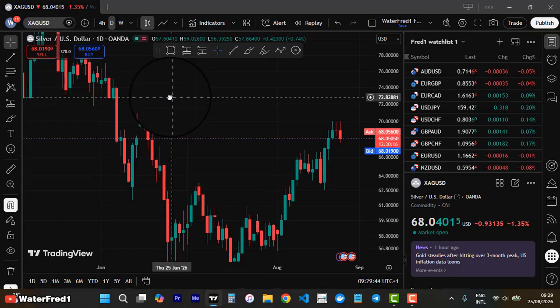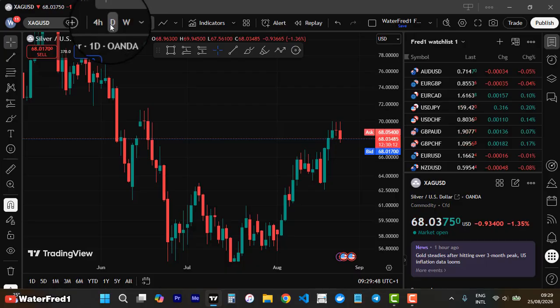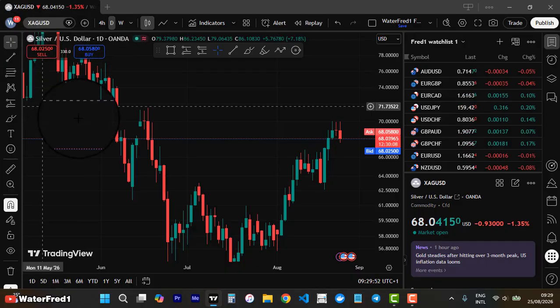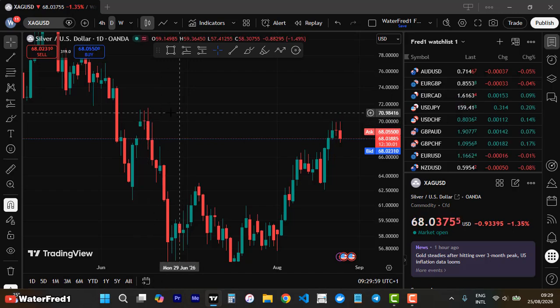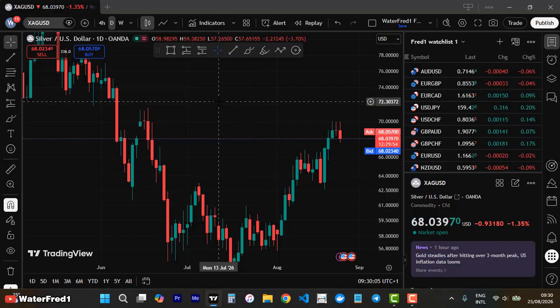Now, before you just jump in and start trading this, listen to the things I have to say. First things first, I am on a daily time frame. This is the daily time frame. On lower time frames, this pattern is weaker and may not deliver as much as when seen on a daily time frame. There are one or two other things you need to consider.